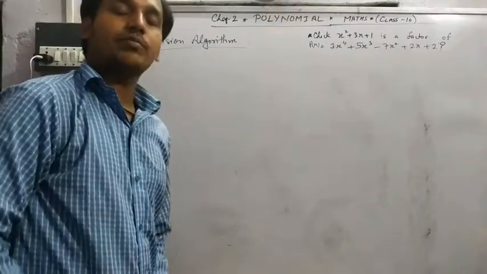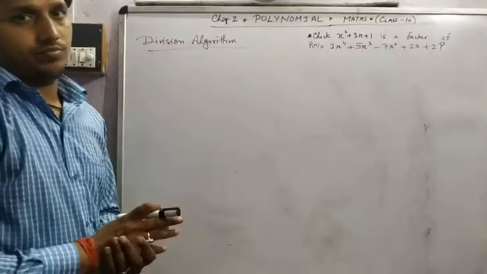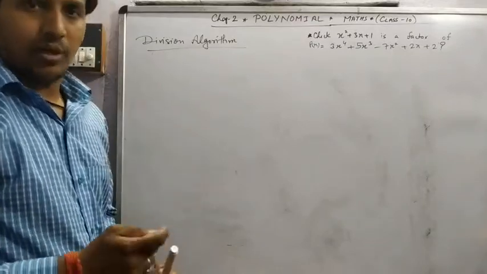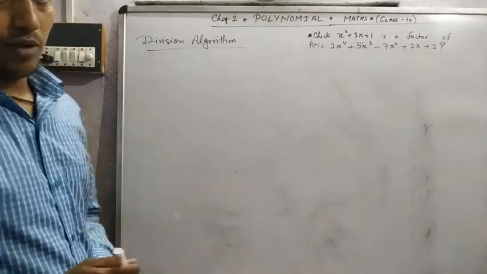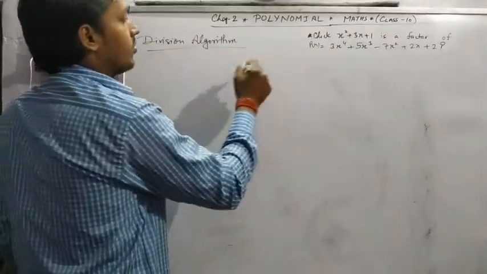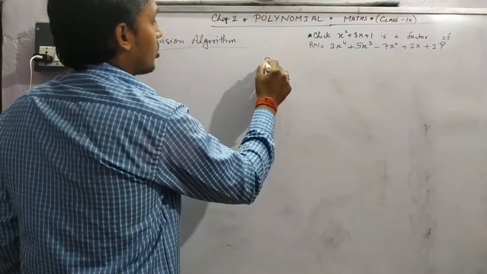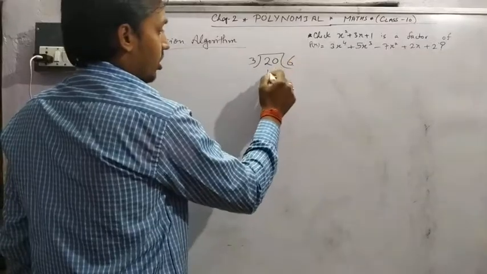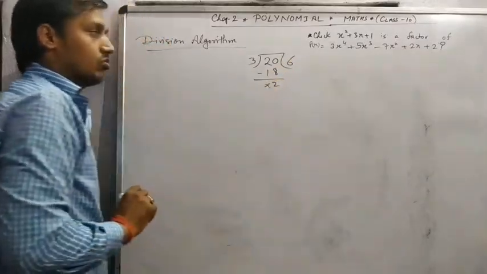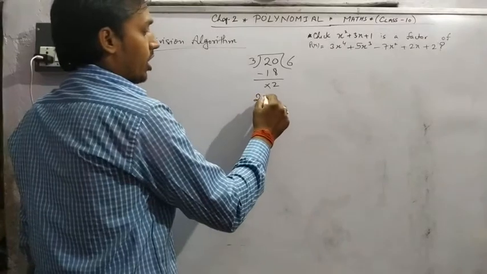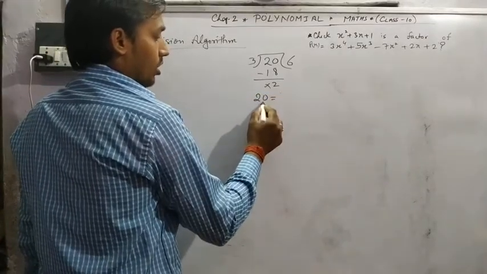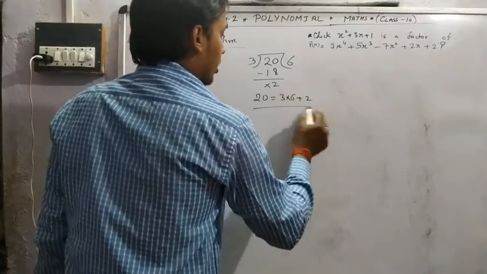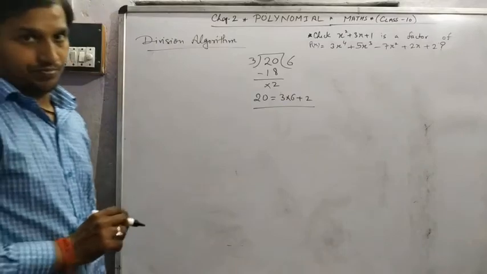So the next topic of the chapter is the division algorithm. It's not a new topic. You also studied it in chapter 1, Real Numbers, in lemma form. What's a division algorithm? If I say 20 is divided by 3, 3 sixes are 18, remainder 2. So you can say 20 is equal to, dividend is equal to divisor into quotient plus remainder. That is the division algorithm.